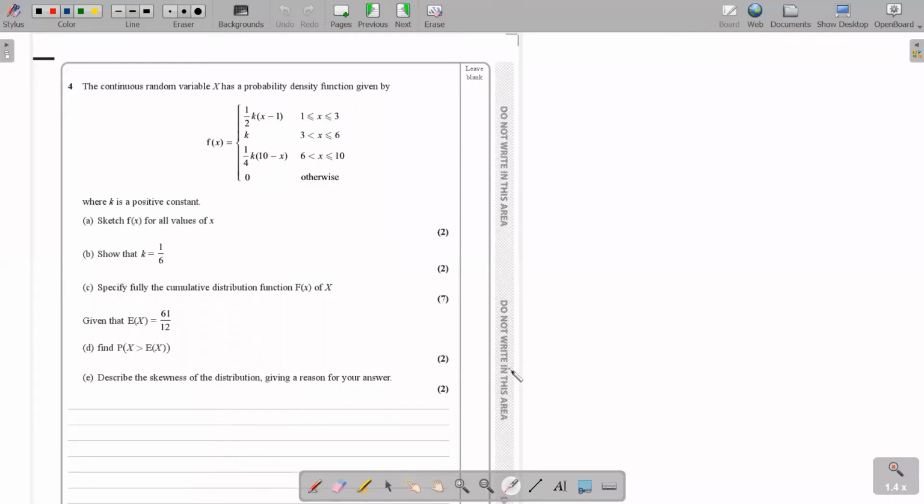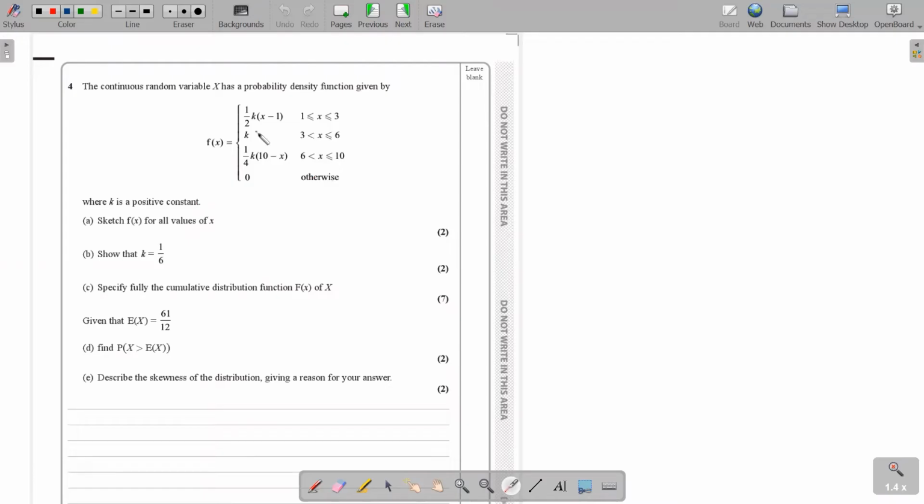Question number 4, the continuous random variable x has a probability density function given by, okay, can you see the probability density function here? You can see your PDF is broken into 3 sections, basically, right? I mean, there are 3 sets of x values. So for these 3 sets of x values, you have to sketch f(x) for all values of x.